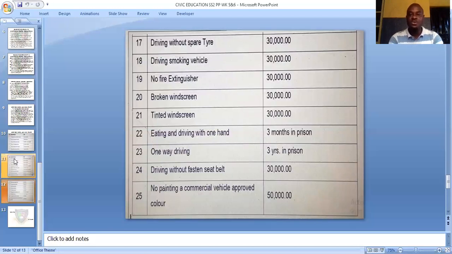Driving a smoking vehicle, 10,000 fine. No fire extinguisher, 10,000 fine. Broken windscreen, 10,000 fine. Tinted windscreen, 10,000 fine. Eating and driving with one hand, 3 months in prison.